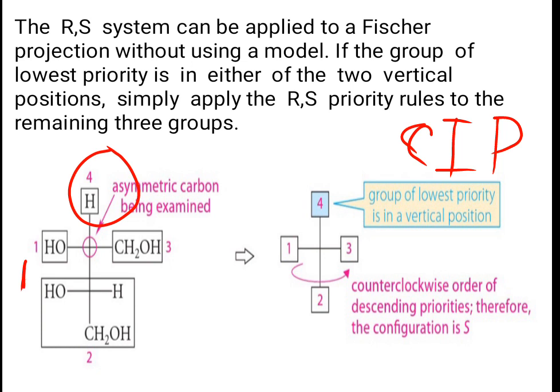Now in case of 1, 2, 3, you are getting anti-clockwise rotation. That means this will give S. Anti-clockwise or counterclockwise rotation, you can say. This will lead to an S enantiomer.